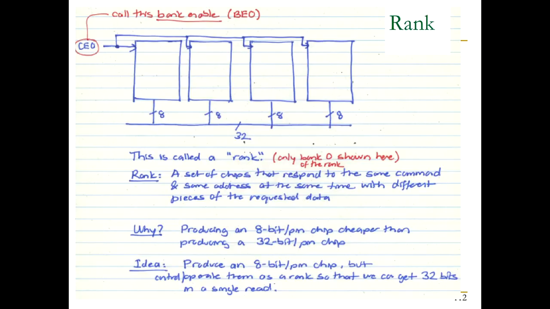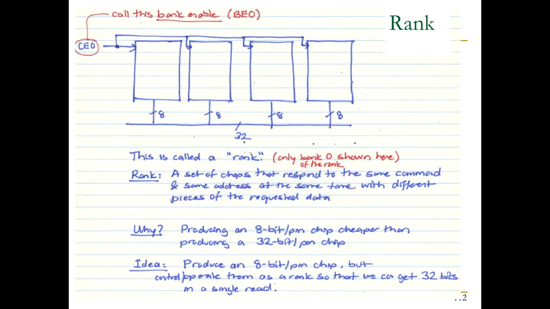And you have a single chip enable for them. So you don't enable each one of them individually, but you have an enable signal going through all of them. That's why they're called a rank. It's like a rank of soldiers, right? You give a command, all of them are supposed to do the same thing. You give a command, all of them are enabled at the same time, and all of them are giving you data, except they're giving different pieces of the 32 bits.